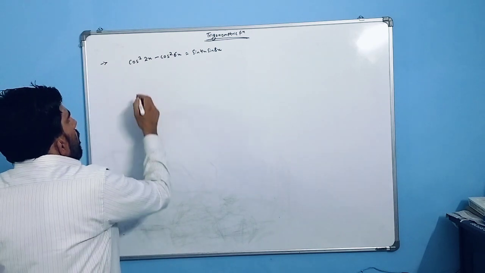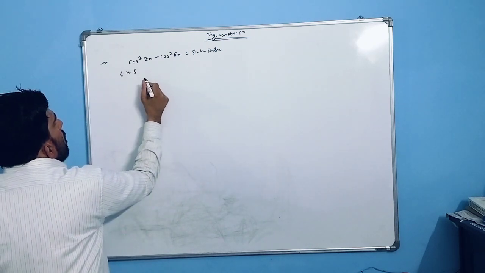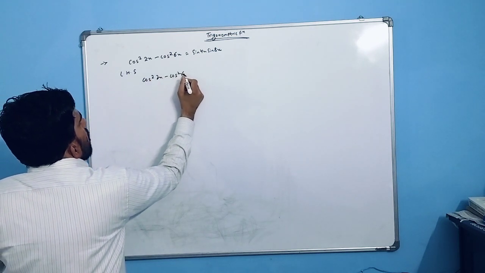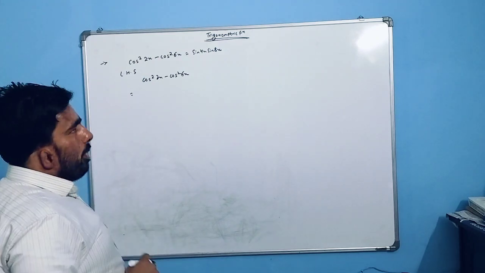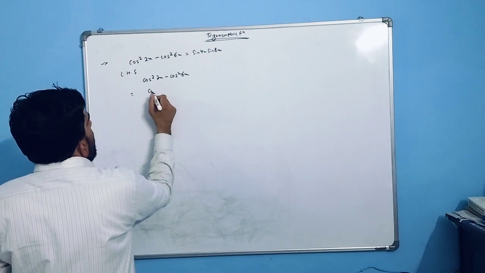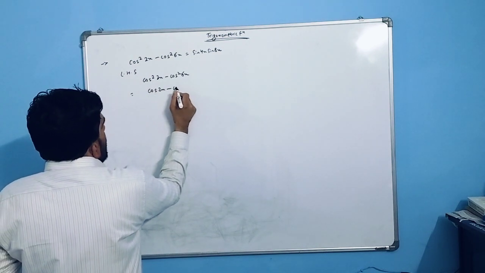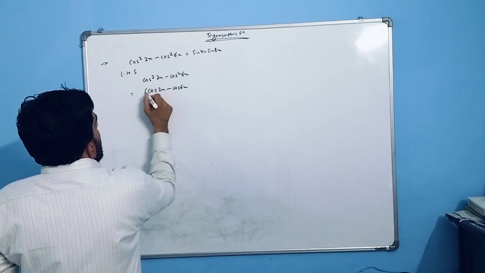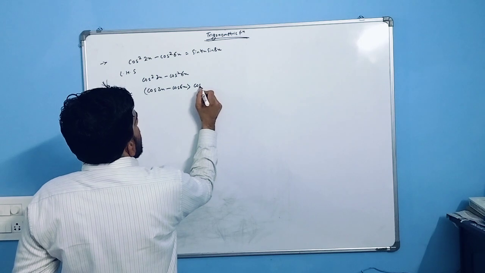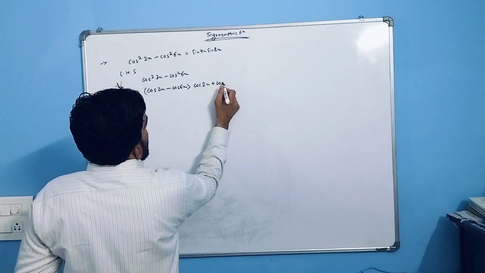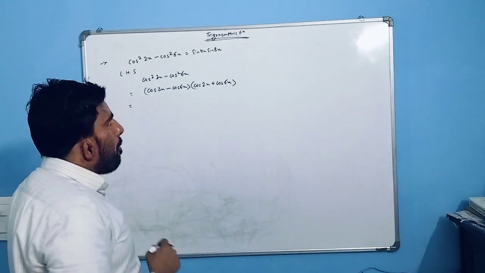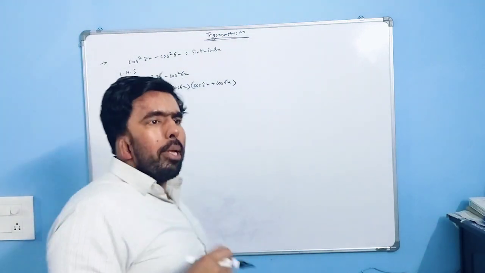Okay. Now let us take the LHS first. Cos square 2x minus cos square 6x. Now a square minus b square is an identity which we need to apply here. Okay. So I got this. A square minus b square is equal to a minus b into a plus b. Okay. So this is what we have, a minus b into a plus b.